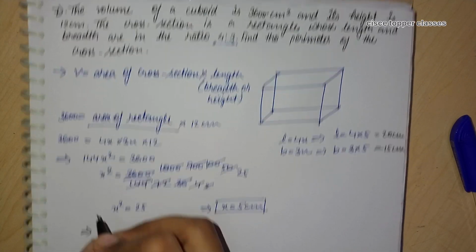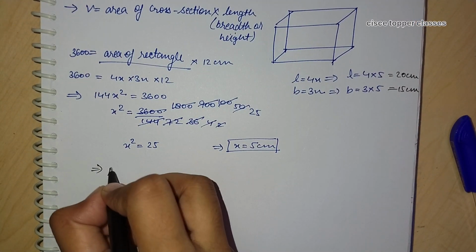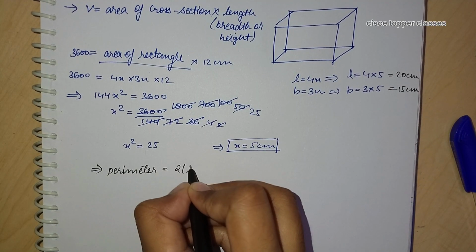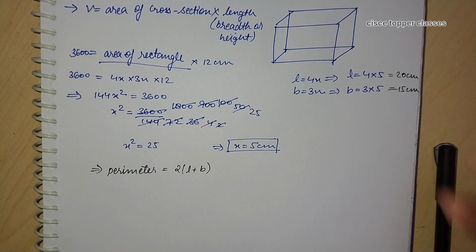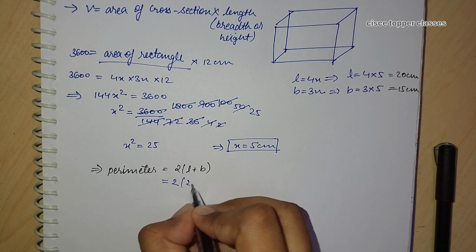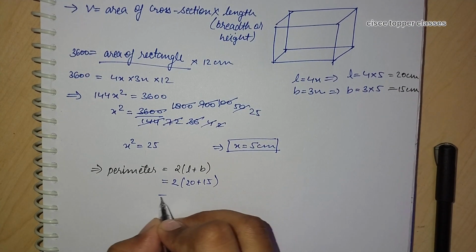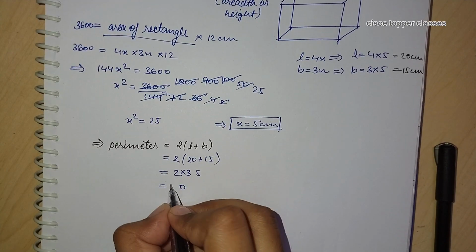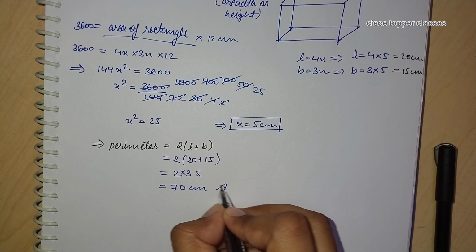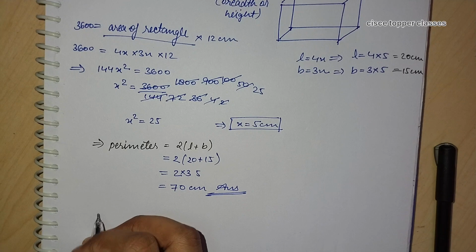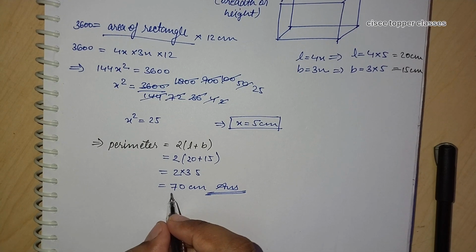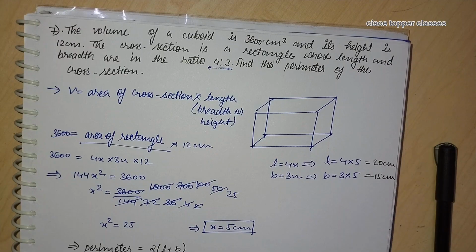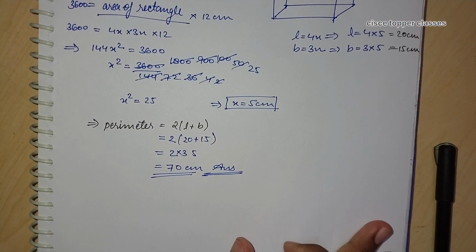From there we can find the value of perimeter. So perimeter will be 2 into length plus breadth. Here we can put the value of length plus breadth as 20 plus 15, which will be 2 into 35. So 70 centimeter is the answer. It means the cross section, which is a rectangle, has perimeter 70 centimeter, and this is what we have to find in this question. So this is the solution of the seventh question.